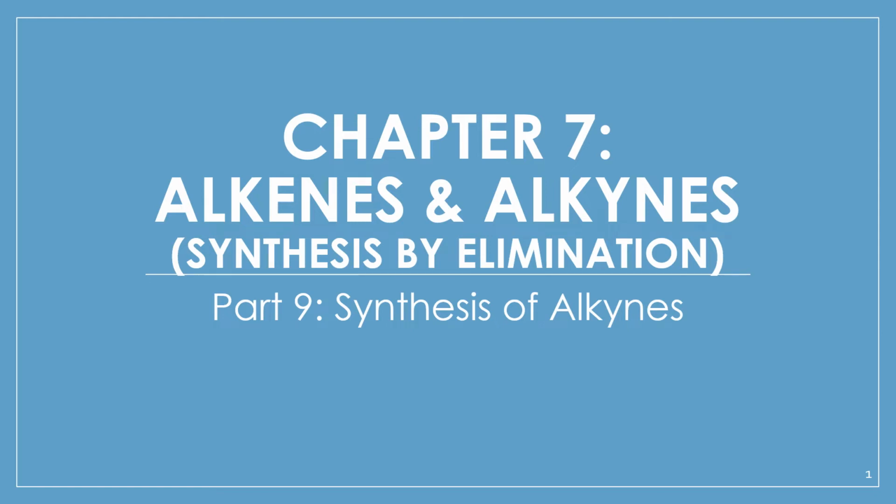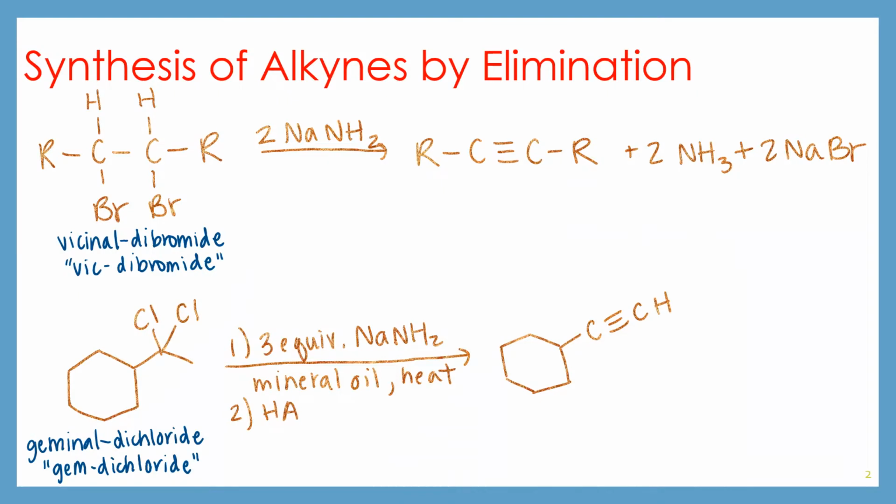Chapter 7, Part 9, Synthesis of Alkynes. So just like how alkenes can be synthesized by elimination, so can alkynes. If we have a vicinal dibromide, also known as a vic dibromide, with bromines on neighboring carbons, as long as they also have hydrogens opposite them, you can use two equivalents of sodium amide to get an alkyne.